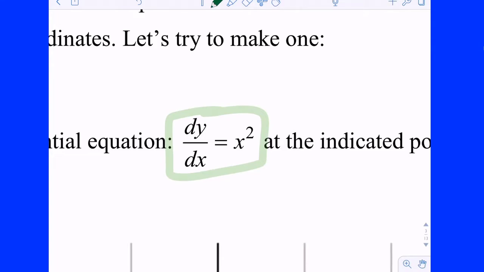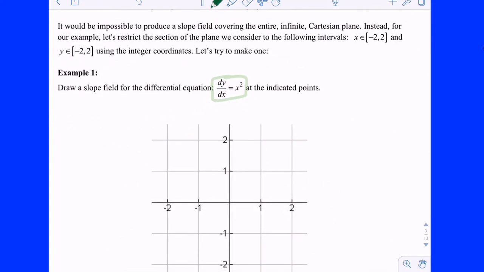Okay? So when I let x equal 0, what's the slope when x is 0? 0 squared, which is 0. Very good. What does the slope of 0 look like? What type of tangent line? Horizontal line.